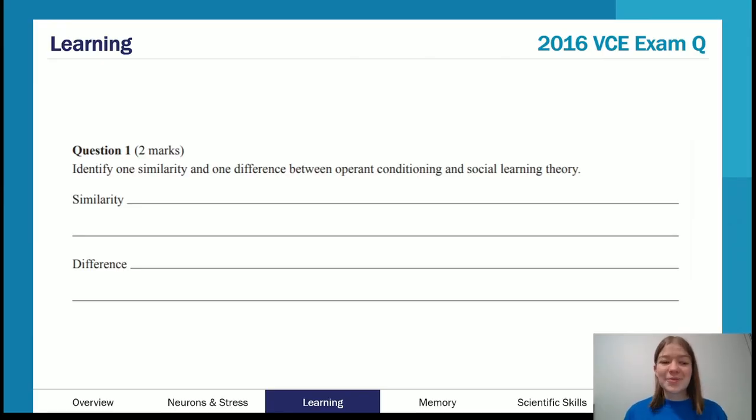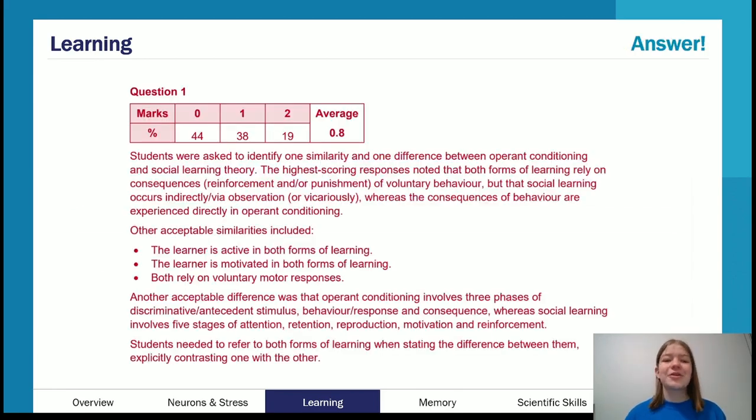All right, I have an example question here for identifying a similarity and a difference between operant conditioning and social learning theory. If you want to answer this, I would recommend that you pause, because I will go across to the answer. Okay, so: a similarity and a difference between operant conditioning and social learning theory. You'll notice that a lot of students made a mistake on this VCAA question, and only a relatively small amount were able to achieve full marks.